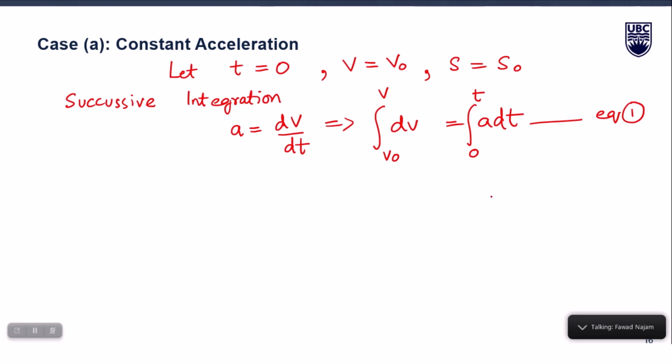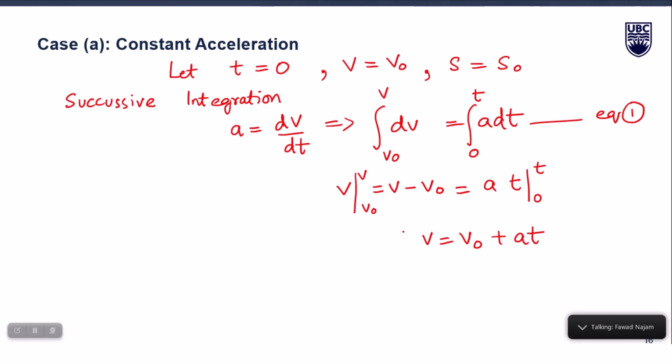Now we are given additional information that a is constant, which means we can take it out from the integration and simply solve equation 1. On the left hand side, we will have v minus v naught, because it will be v with limits applied from v naught to v, is equal to a, which will come out from the integral, and we will simply have a times t, where the limit is applied from 0 to t, right. This should give me simply v is equal to v naught plus at, right.